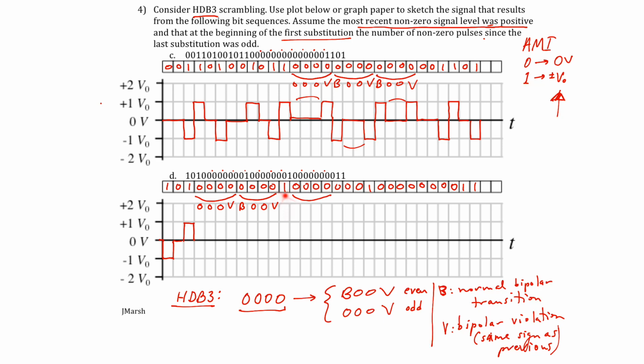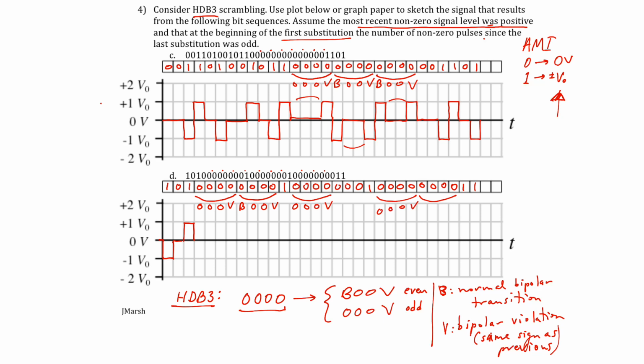3 zeros doesn't get a substitution, but 4 zeros again twice does. And again I get an odd substitution because since the last substitution there's exactly 1 non-zero pulse, and 1 is an odd number. So I do an odd here, 0, 0, 0, V. And finally here I get another even, B, 0, 0, V. And I can then go ahead, sketch this out.